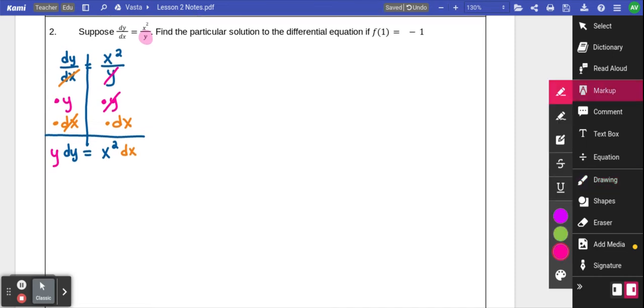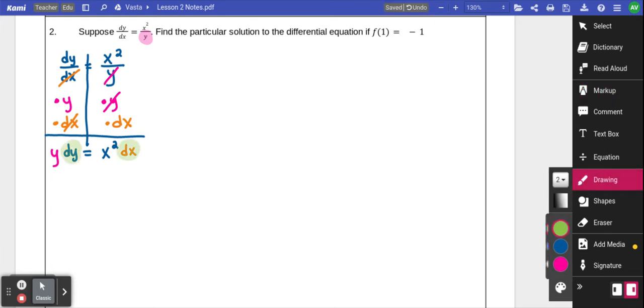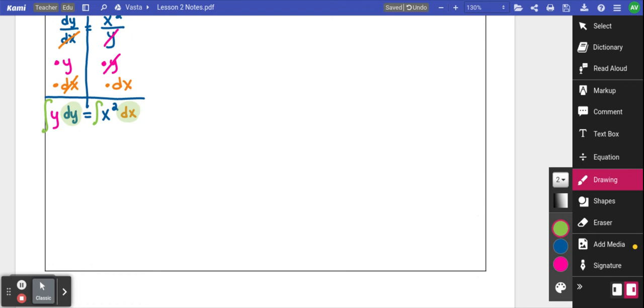Now again, I want to remind you that dy and dx means this is the derivative. So to undo derivative, we do an antiderivative, or in other words, we like to say that we integrate, which is the inverse operation of derivatives, on both sides. The antiderivative of y would be y squared, and we have to divide by that new power, so 1/2 y squared. And on the right-hand side, we would have x cubed, and we would have to divide by that new power, so 1/3 x cubed plus c.